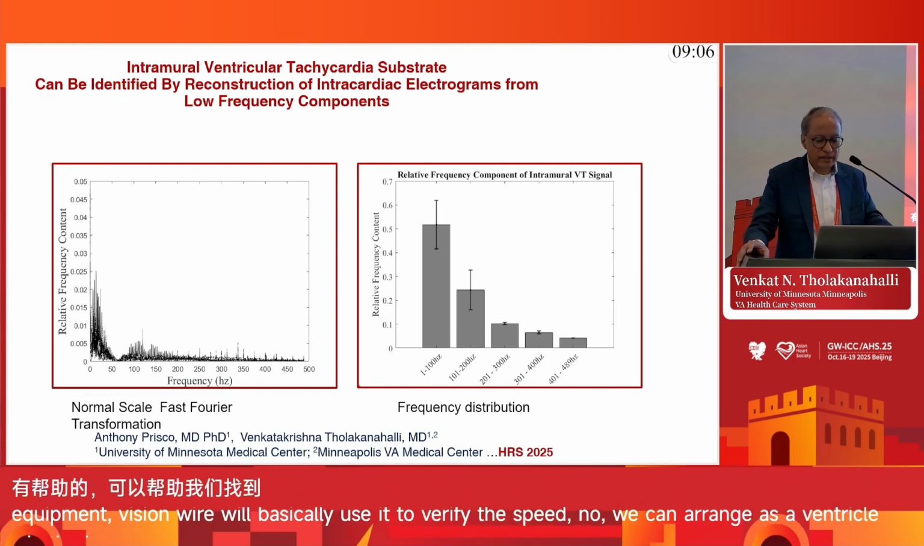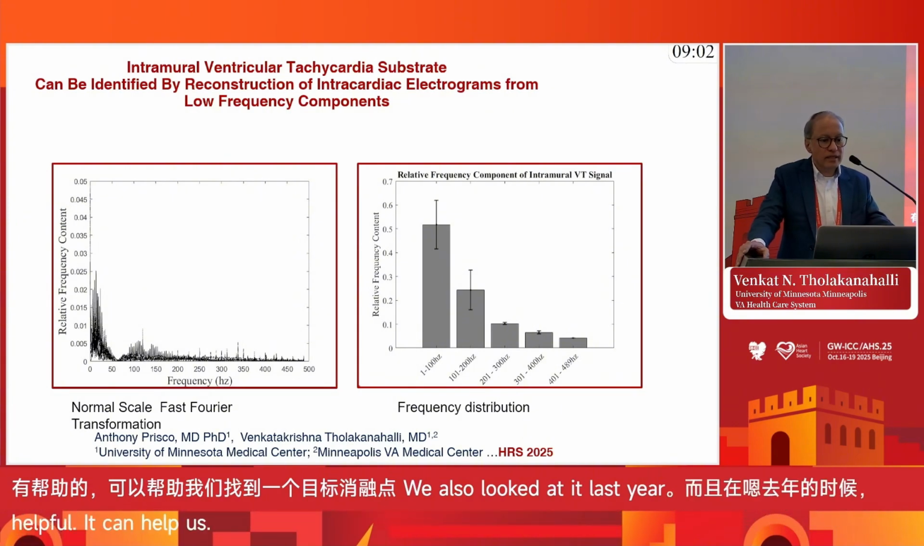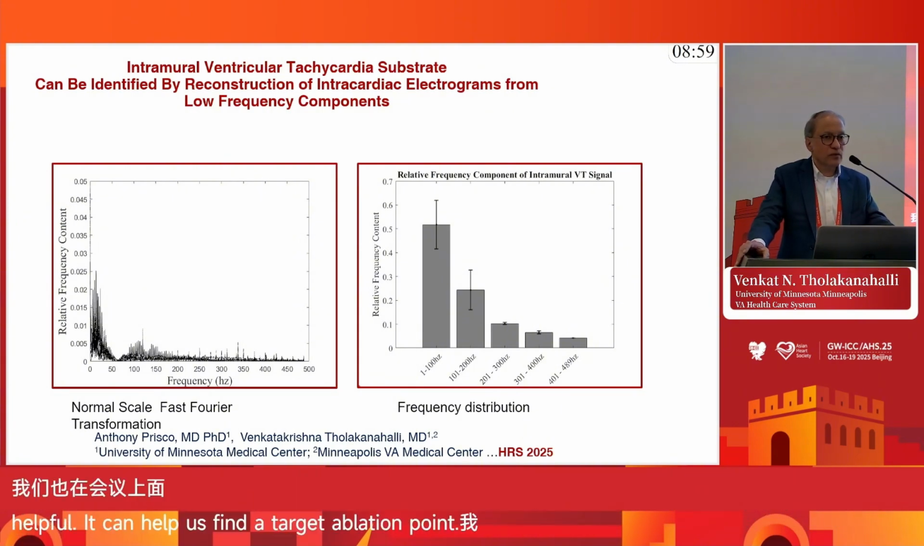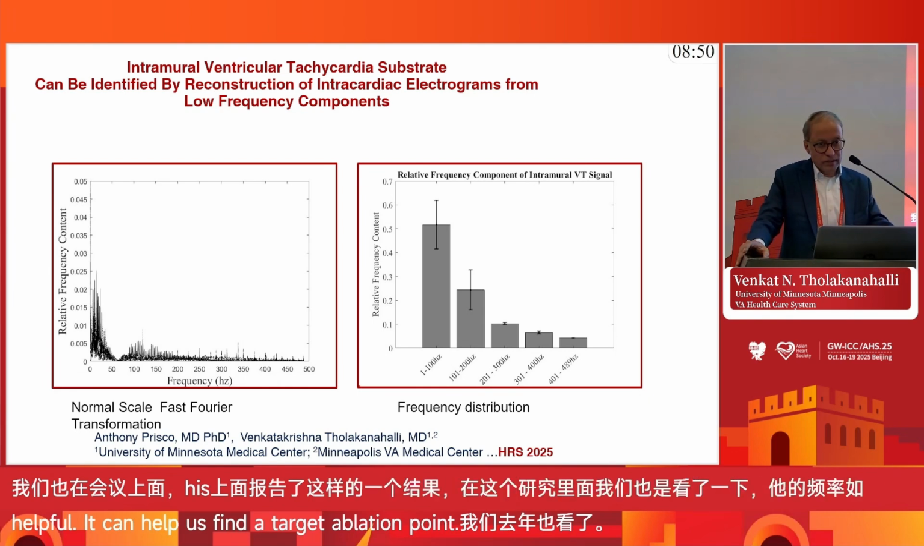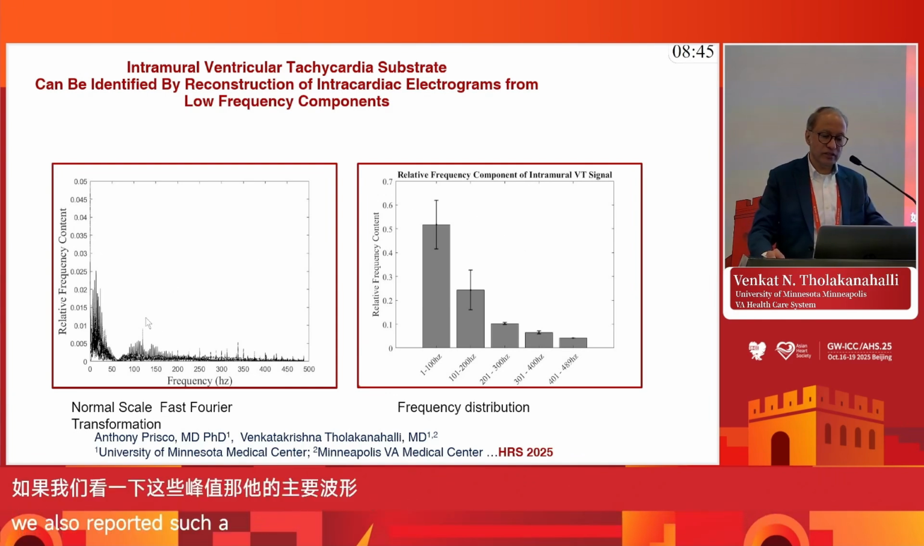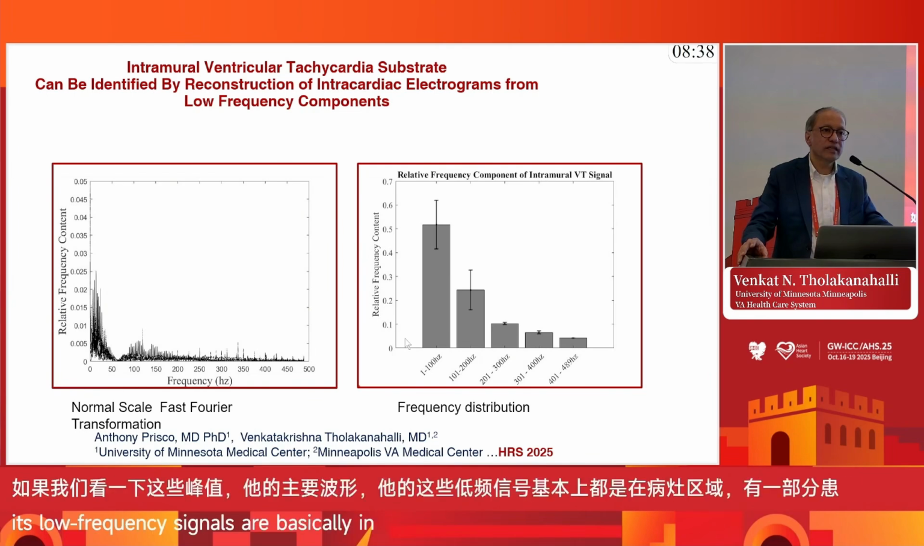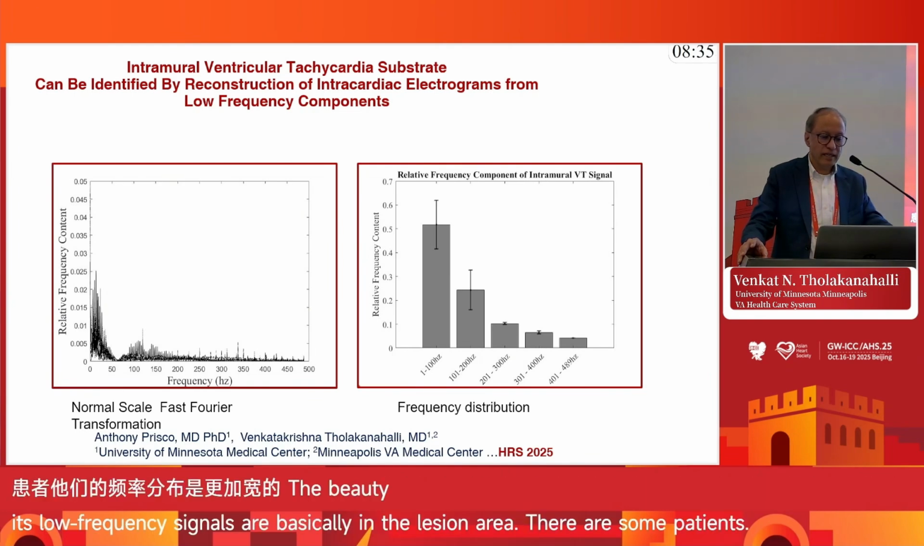We also looked at it last year at the last HRS. We presented this data looking at the dominant frequencies, using the fast Fourier transform model. Instead of using the peak frequencies, we are using dominant frequencies in this case. So the low frequency signals are scattered around the area of interest. In this group of patients, the frequency distribution falls more into the lower frequency zone, where the substrate seems to be exiting in those areas. If you see them, I think the substrate we are dealing with is much deeper.